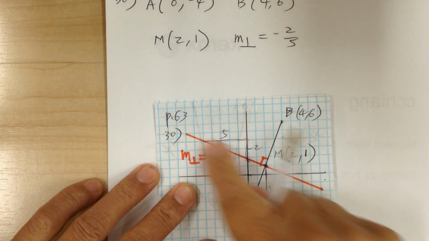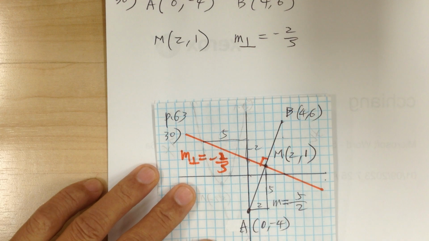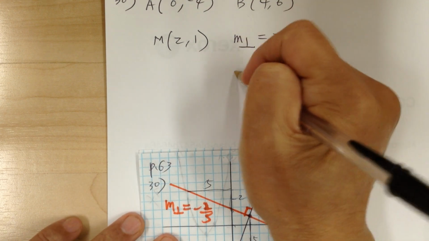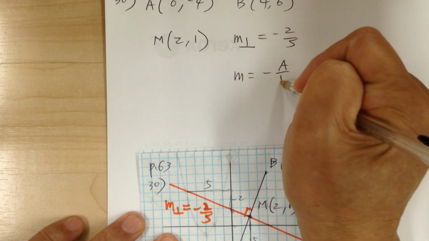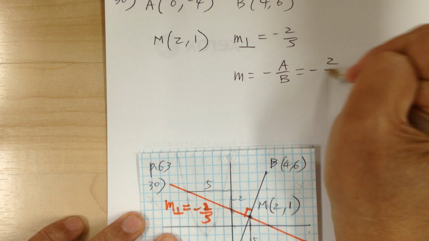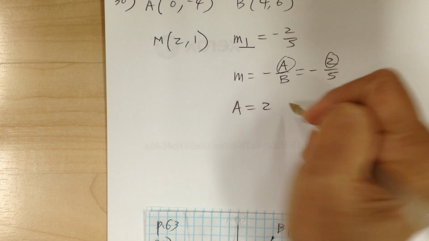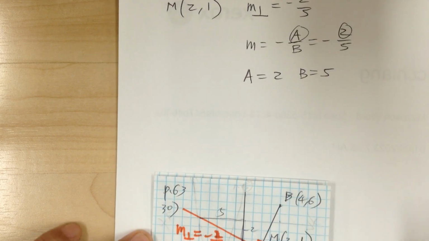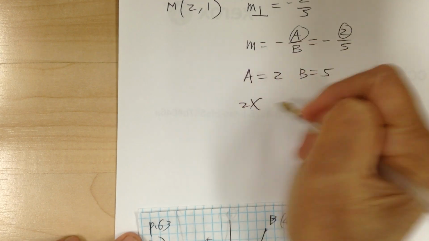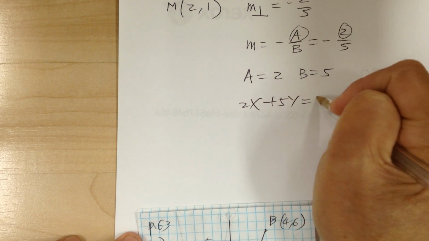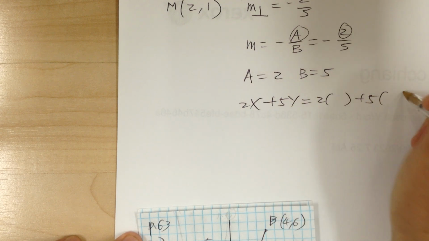Again, you're looking for the perpendicular bisector. I'm going to use the slope equal to negative a over b. This is equal to negative 2 over 5. By matching it up, I get a equals 2, b equals 5. So my equation would be 2x plus 5y equal to 2 times something plus 5 times something.